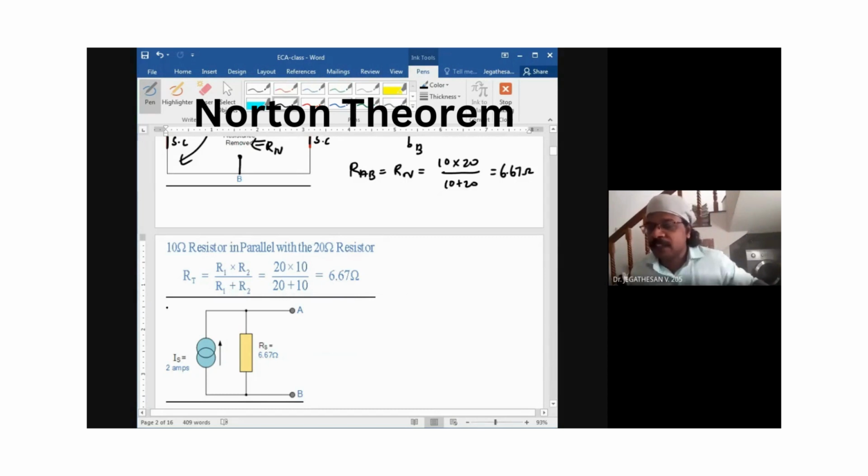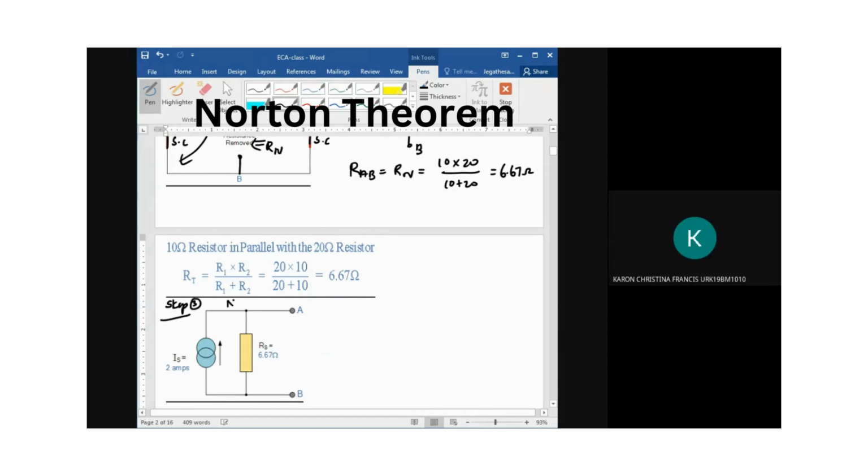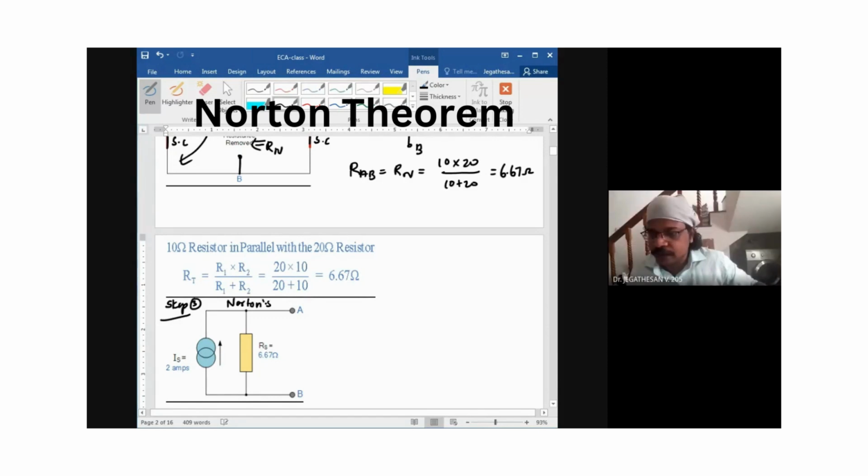Now what is the third step, students? Step 3 is Norton's equivalent circuit. Okay. The diagram was drawn with two circles, I'll draw with a single circle. No problem. Don't just copy this diagram. I'll draw another diagram for your understanding, which we are following. This is Norton's current, this is Norton's resistance, and this is terminal A and terminal B.